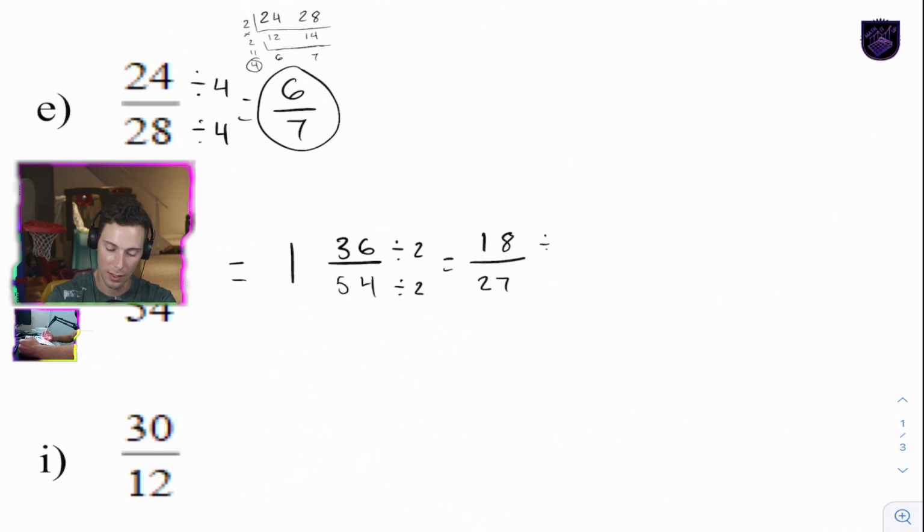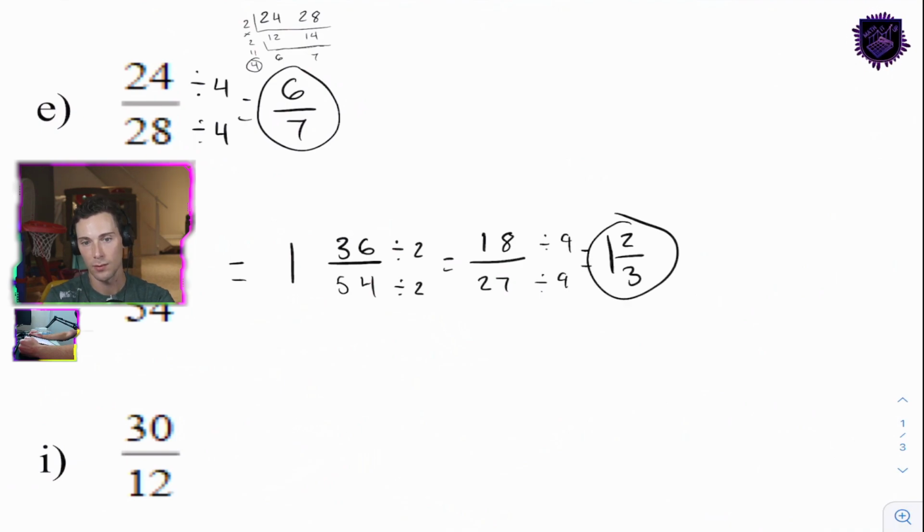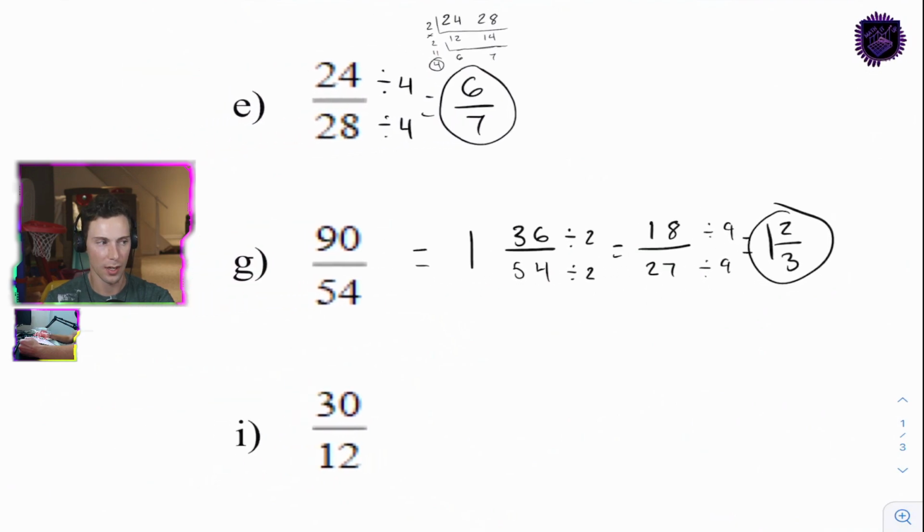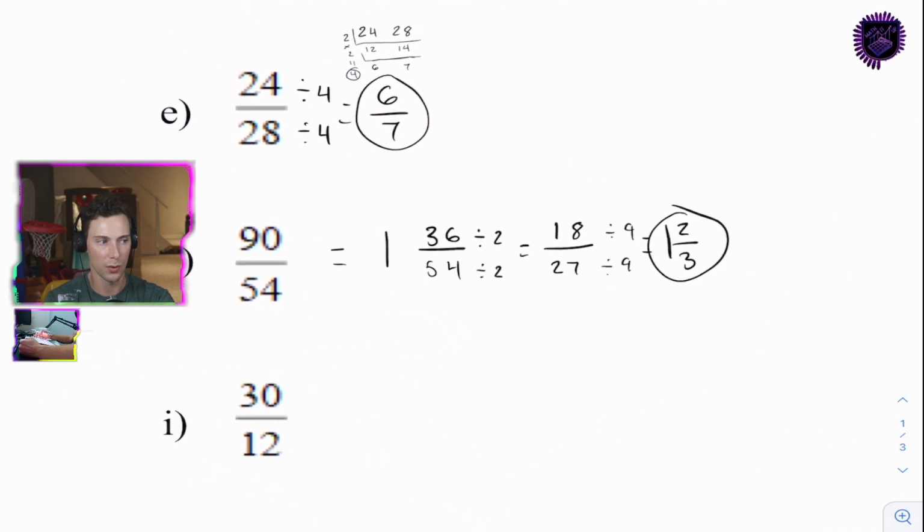Is 9. 9, and that's going to be 2/3. So our final answer is going to be 1 and 2/3. I hope you can stick along with my process there. 90 54ths is 1 and 2/3.